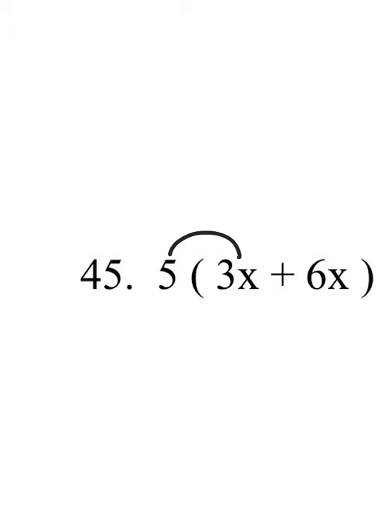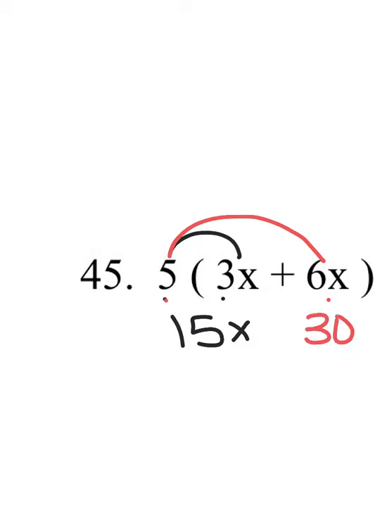All right, again, draw my arrows. First, we'll do 5 times 3x. It's going to give us 15 because 5 times 3 is 15. Bring down my variable. Then we'll do 5 times 6x. 5 times 6 is 30. Again, this time we have another variable, so I have to bring that down. Bring down what we're doing in our parentheses, which is adding.